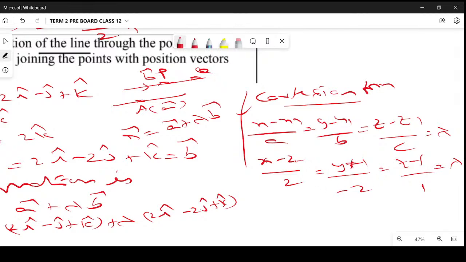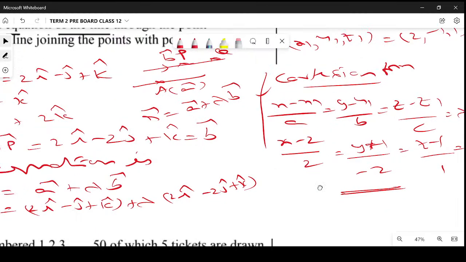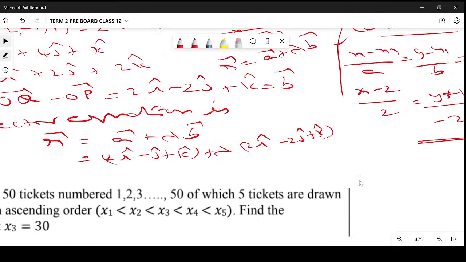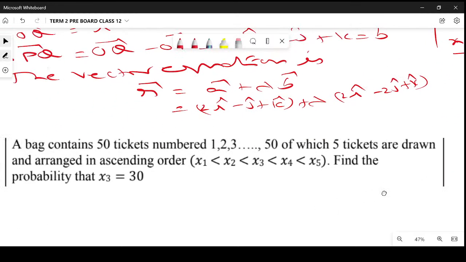So how have I written this? Here x1, y1, z1 is the point it passes through, A, which means (2, -1, 1). Parallel to b bar means a is 2, b is minus 2, c is the component of k cap, 1. So this is the Cartesian form. I hope you understood this fourth one. Just remember the formula and you can do that. These are only 2 marks questions, right?